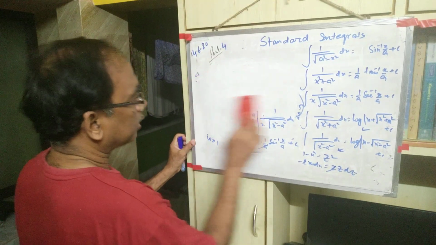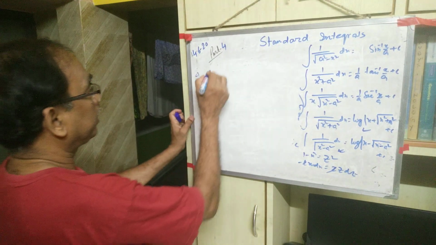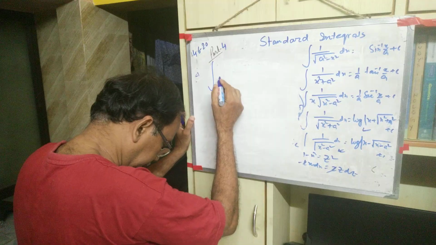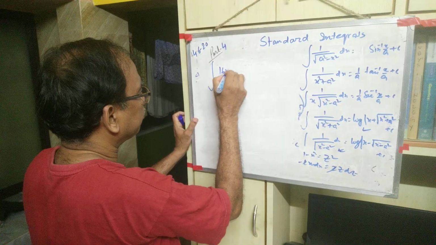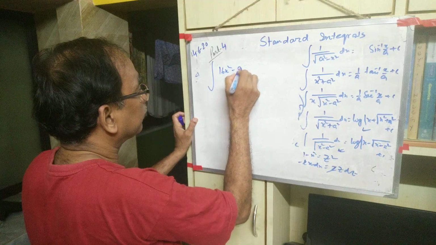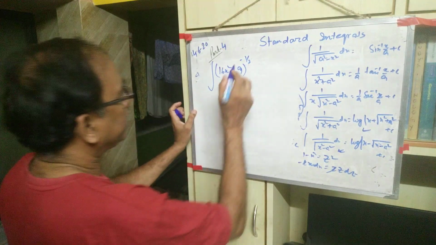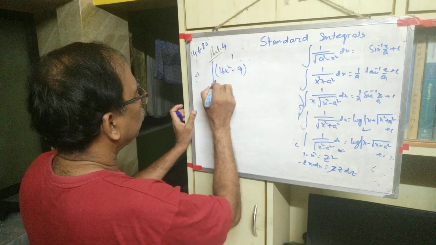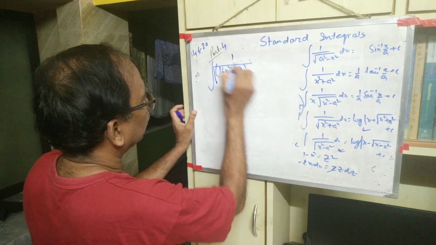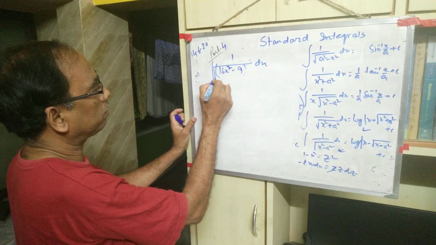Next, sum number 5. Integration (16x square minus 9) whole to the power minus half dx. Power minus half means 1 by root over of this. Power half means this comes down, 1 by root over of this.